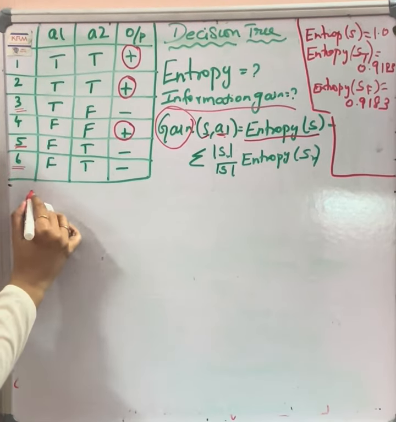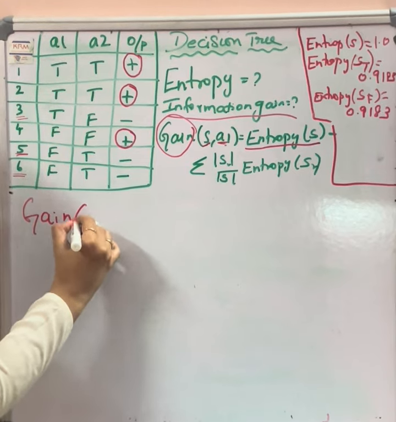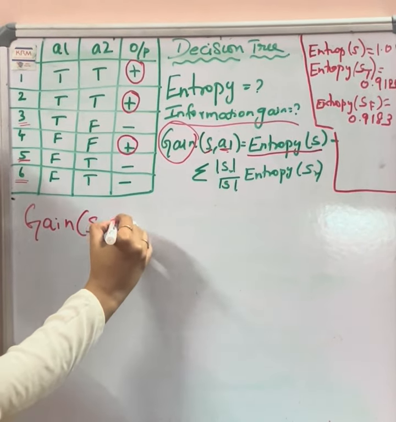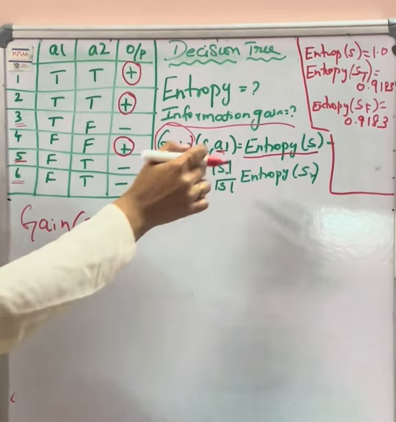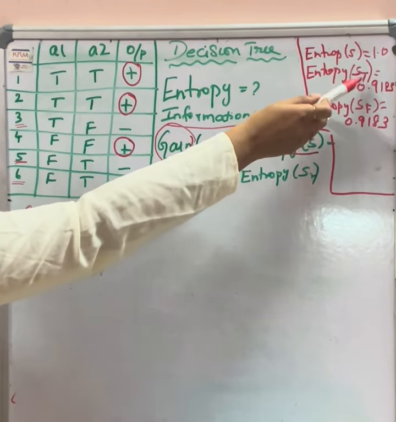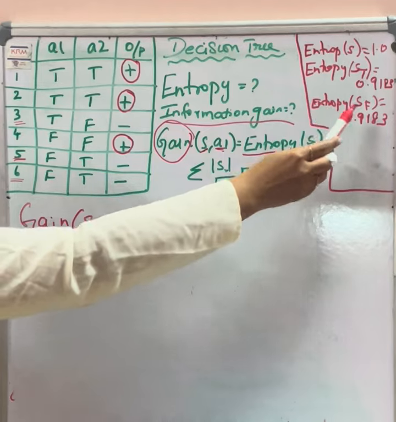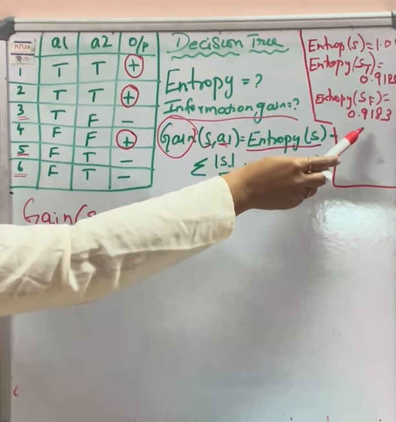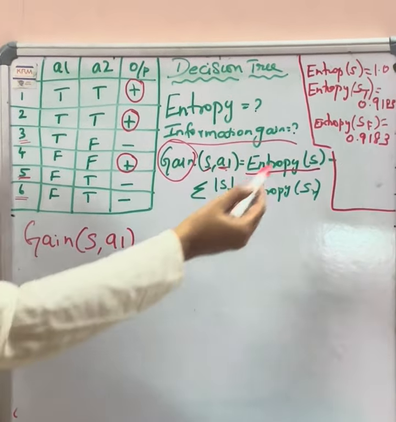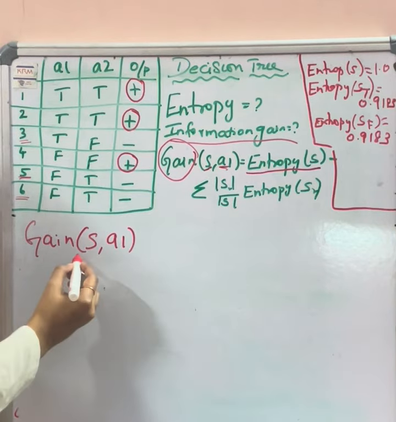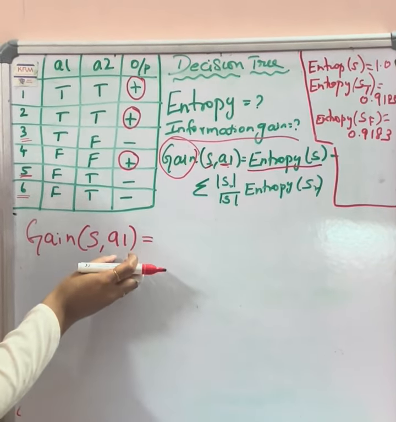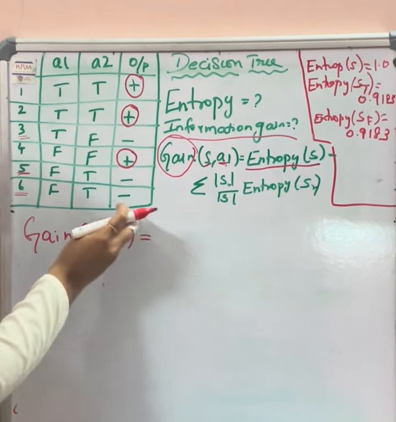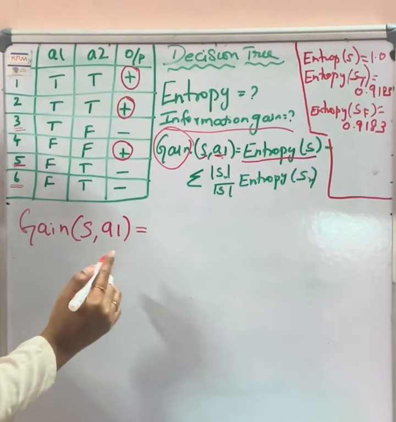So let's find the gain of S comma A1, because in A1 we have two values, T and F. For that, we have identified the entropy of the true value in A1 and the entropy of the false value in A1. Both are 0.9183. With the help of this value, we will be finding the gain of S comma A1. That is, how much information gain has been retrieved by A1 from the given sample S.